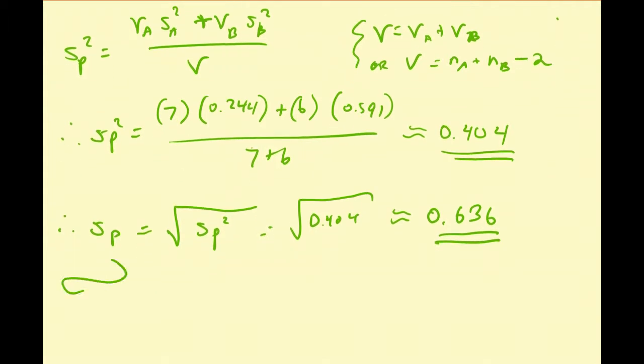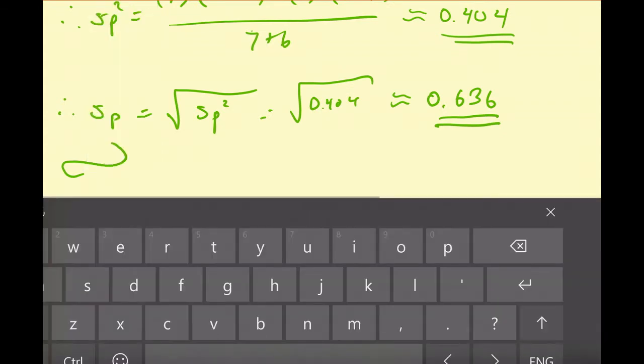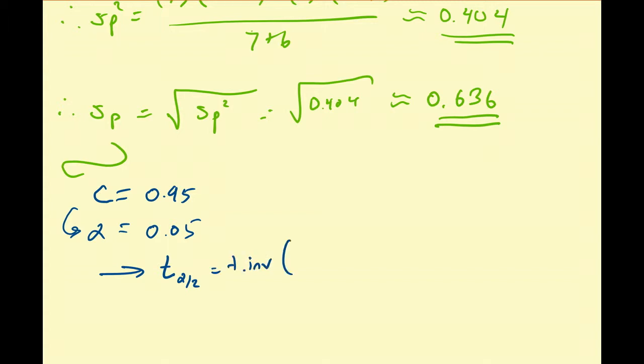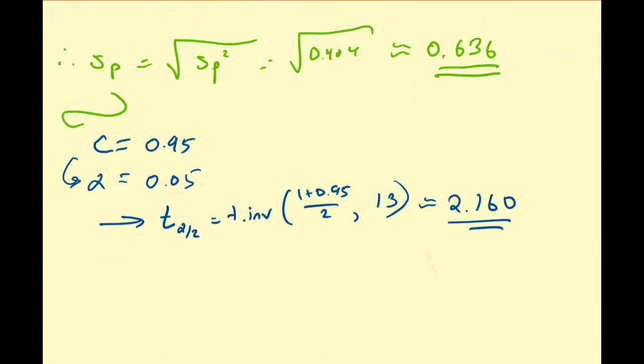All right, great. So let us assume that we have already chosen our level of confidence to be equal to 0.95, forcing an alpha value of 0.05. So if this is the case, then we can calculate our critical value, t alpha over 2, to be equal to T.INV of (1 plus 0.95) divided by 2, comma the degrees of freedom for the hypothesis test, which in this case is 13. So once you calculate this in Excel, you'll see that this critical value is about equal to 2.160. All right, great.